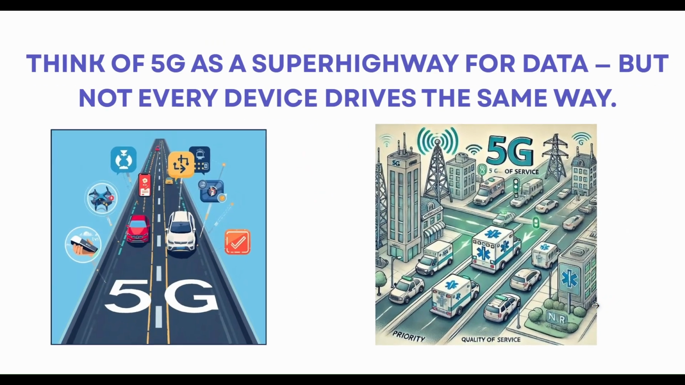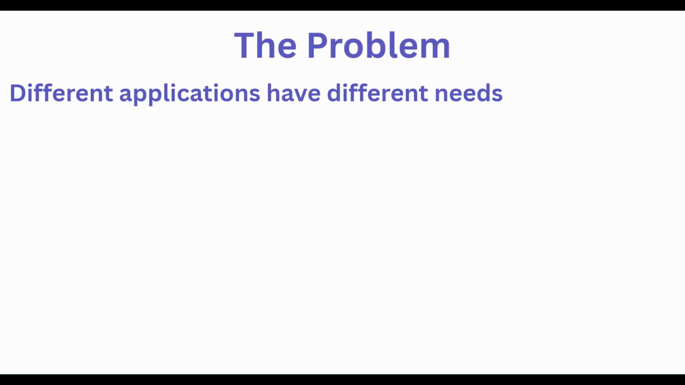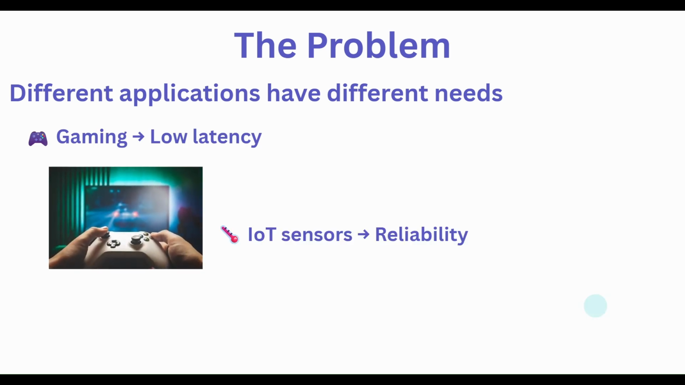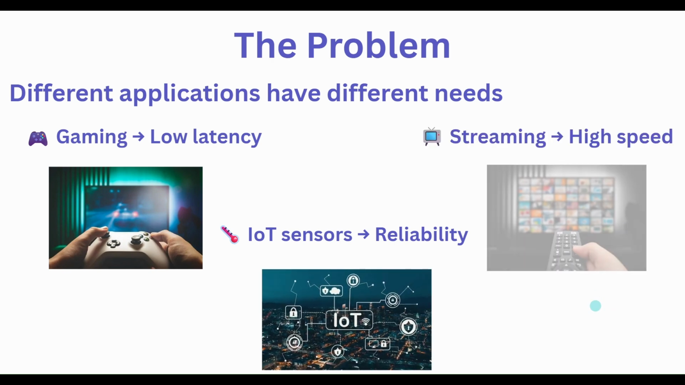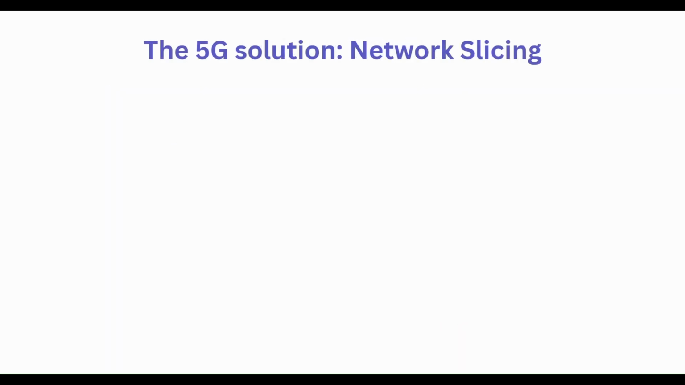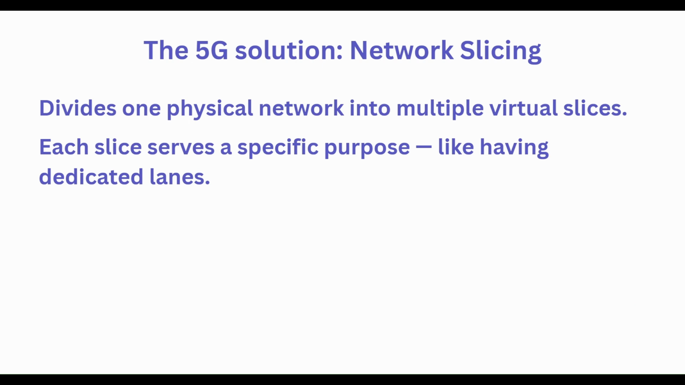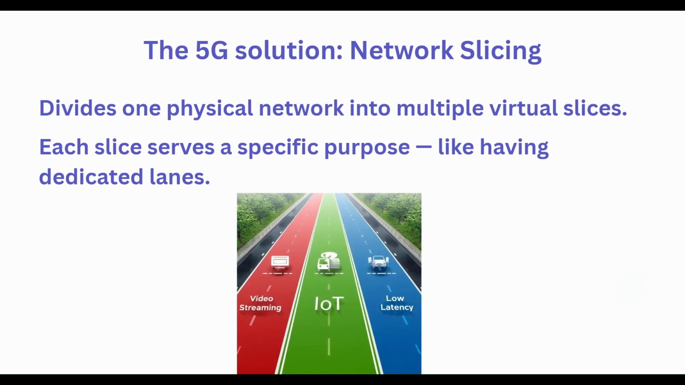Think of 5G as a superhighway for data, but not every device drives the same way. Now, what is the problem? Different applications have different needs. Gaming requires low latency, your IoT sensors require reliability, and your streaming requires high speed. So therefore, one network isn't enough. The solution? Network slicing. We divide one physical network into multiple virtual slices. Each slice serves a specific purpose, like having dedicated lanes.